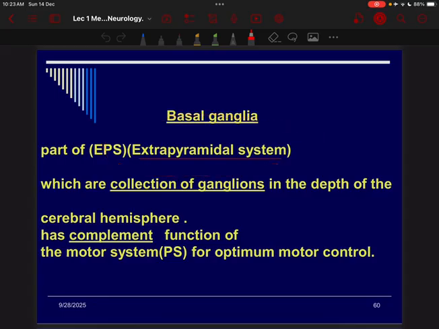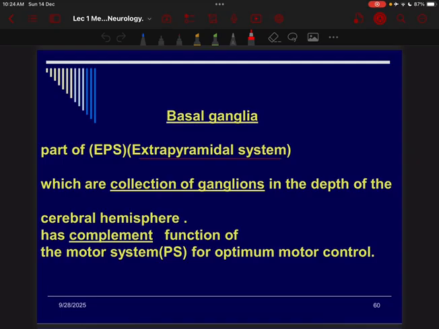تعطينا diseases called the movement disorders. Movement disorders like Parkinson's disease and chorea. هنتكلم عليها later on. The basal ganglia. Okay? And the basal ganglia, التعريف هو collection of ganglia. Basal ganglia, okay? At the base of the brain. Collection of the ganglia at the depth of the cerebral cortex. And has a complementary function to the motor system. So this is the basal ganglia.